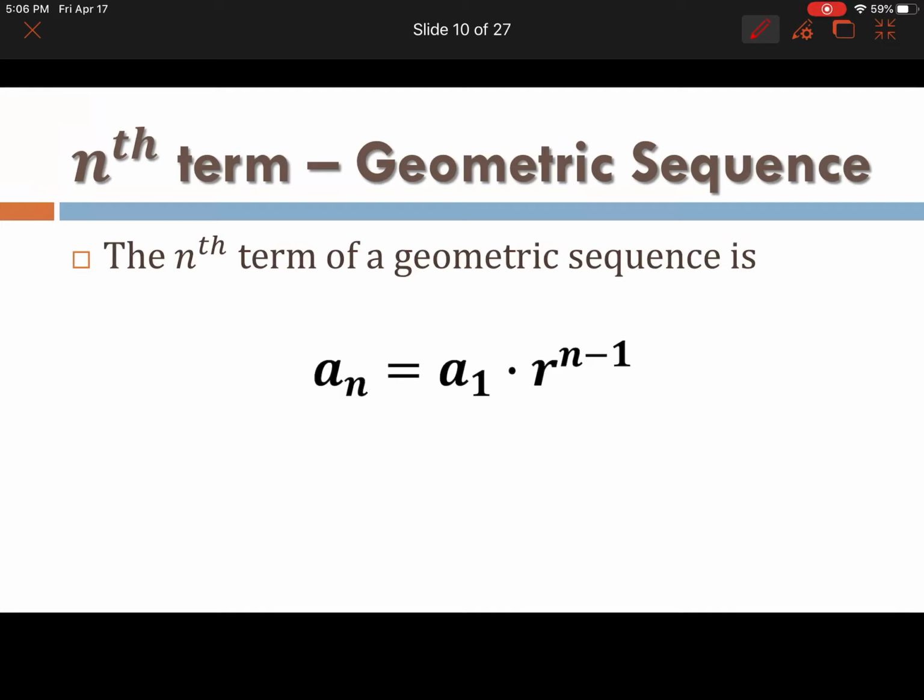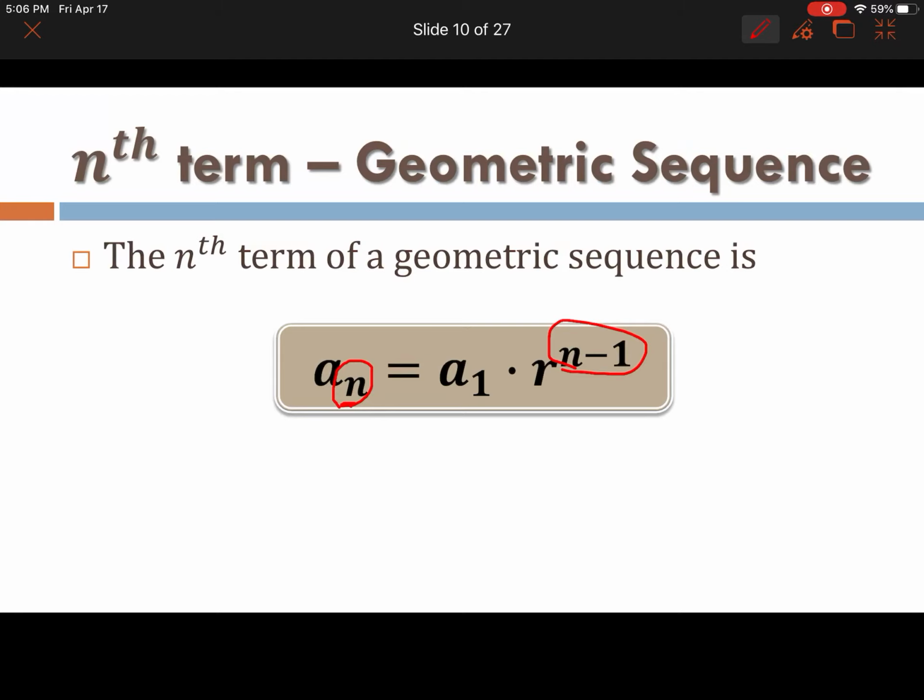Always you notice that whatever this a sub n was, this exponent was 1 less. And so that's how we write it, n minus 1. That would be the number right before n. All right, so this is an important equation. You should probably have this on your note card.